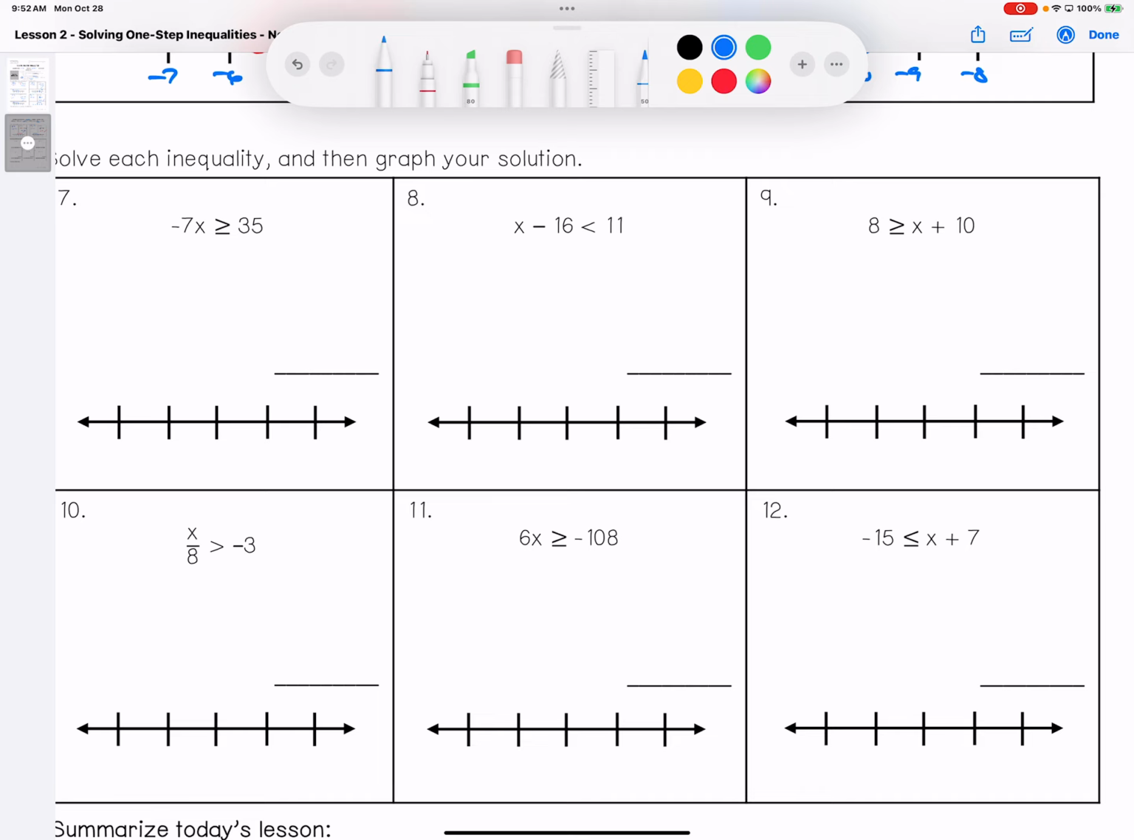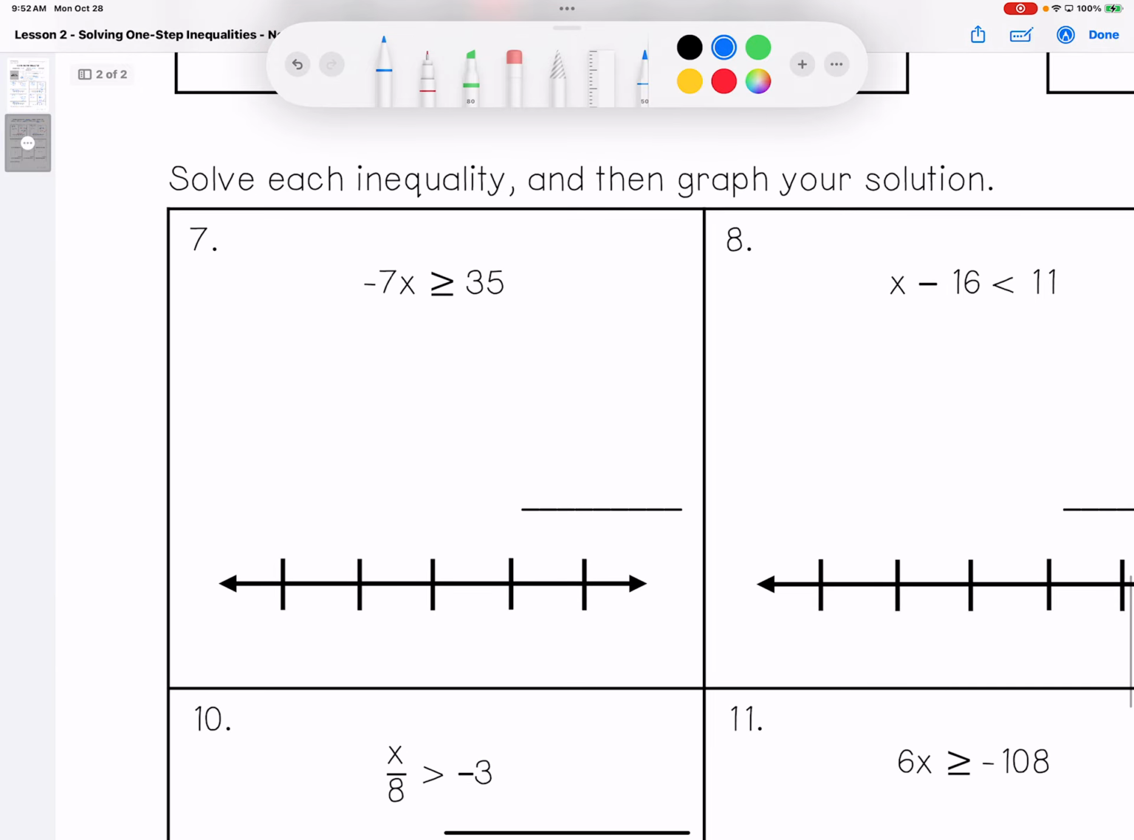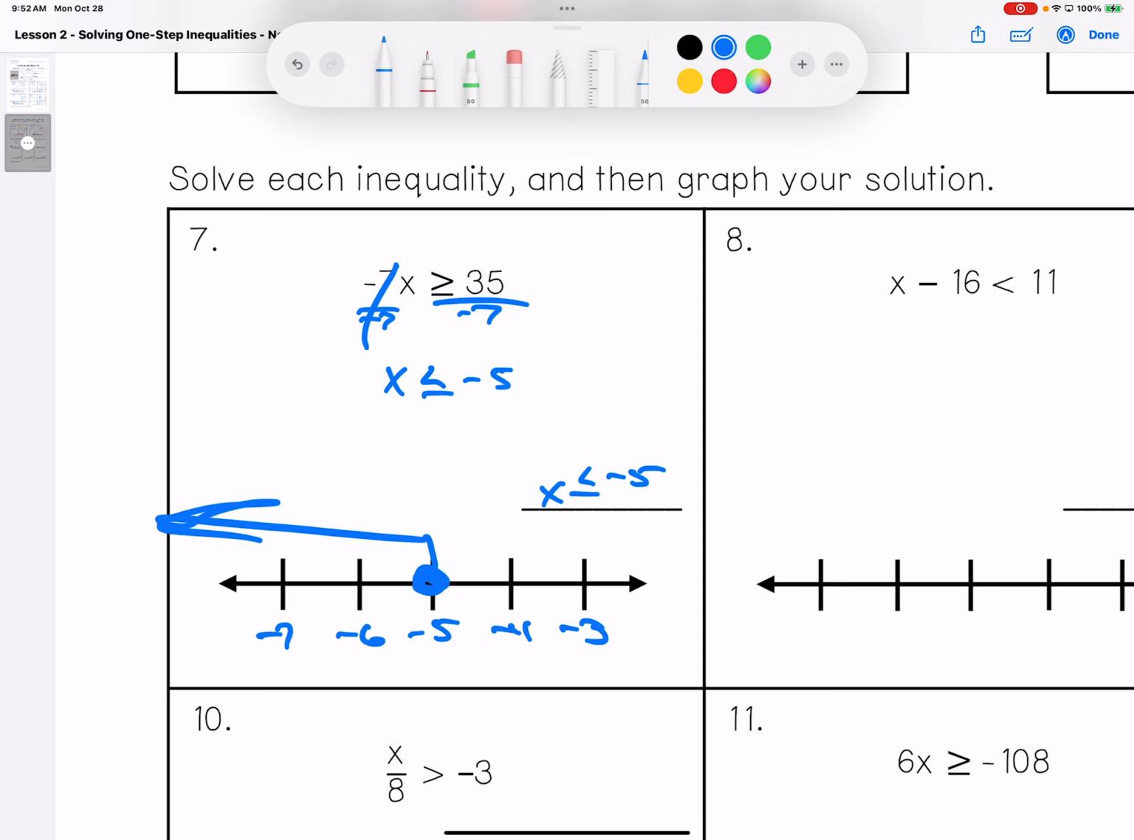Welcome back. Number 7. We're going to divide by negative 7 on both sides. Got to flip the sign. And you get negative 5. So x is less than or equal to negative 5. Negative 5, negative 4, negative 3, negative 6, negative 7. That's going to be a closed dot, and it's going to go to the left.